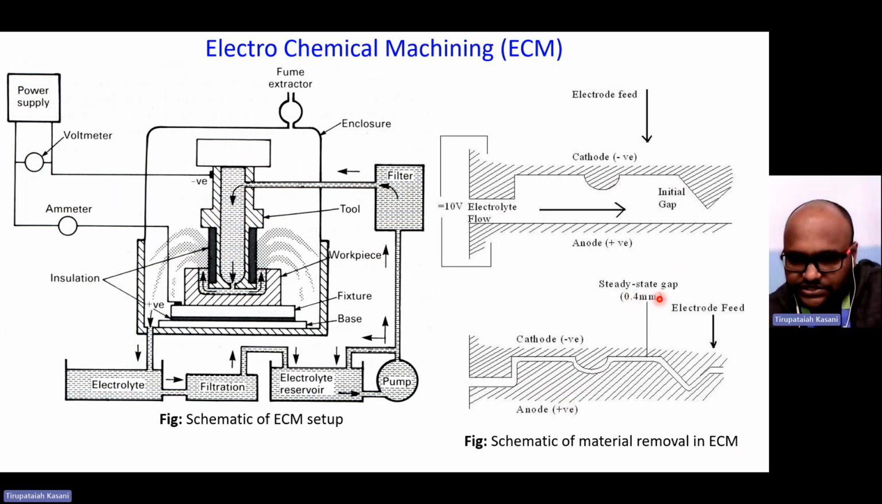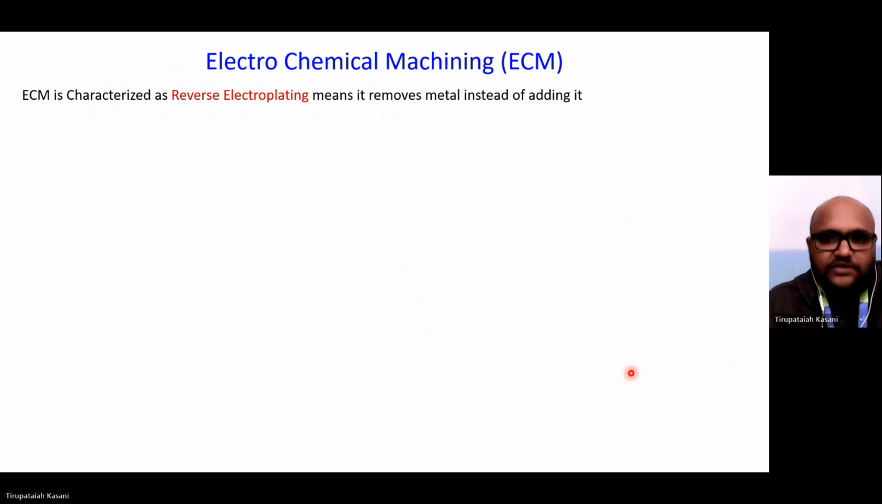See here, steady state gap means a minimum gap of 0.4 mm is maintained. Why? Because there should be a continuous flow of electrolyte between the tool and the workpiece. Otherwise, the chemical reaction won't happen in the electrolyte and the material doesn't get removed. That is the reason why a constant gap and a continuous flow are both maintained. These are the two necessary conditions.